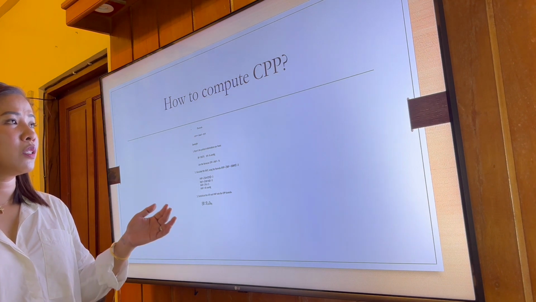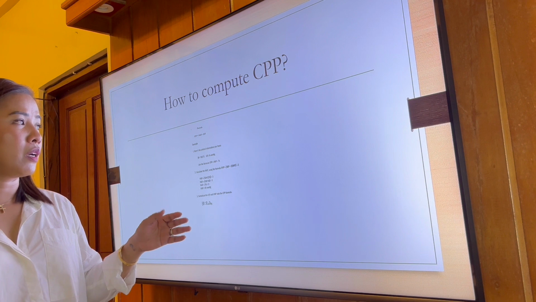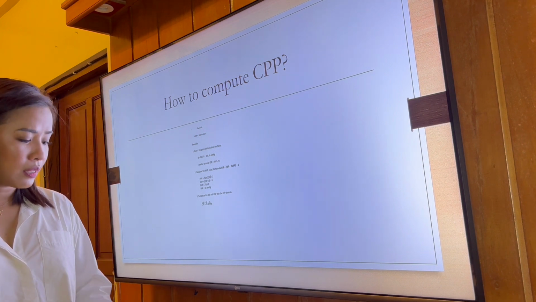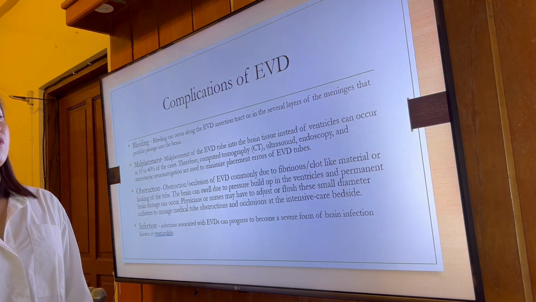So what is the normal CPP level? It is 60 to 80 millimeter mercury. So our result is 78, so still in the normal range. So what are the complications of EVD?